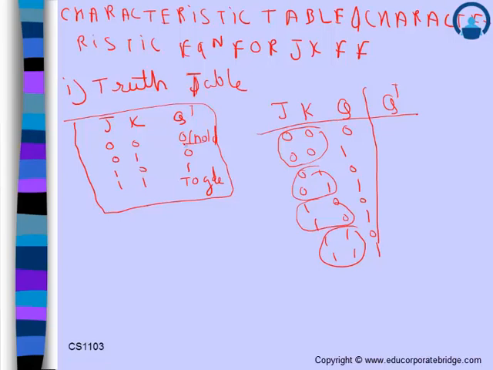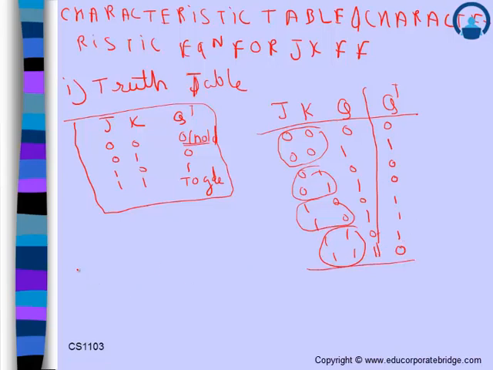0 and 0 shows hold, that is the previous values 0 and 1. 0 and 1 will give 0, 0 and 1 will give 1, and 1 1 will give the toggle state. That is, here it is 0, therefore the current output will be 1. Here it is 1, therefore the current output will be 0. This is what the toggle state is.